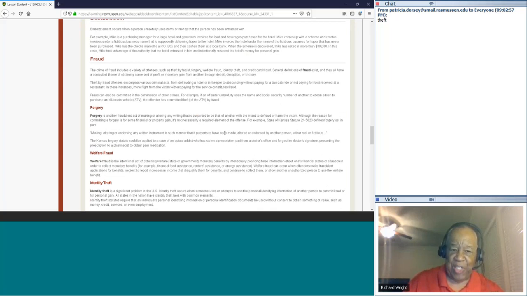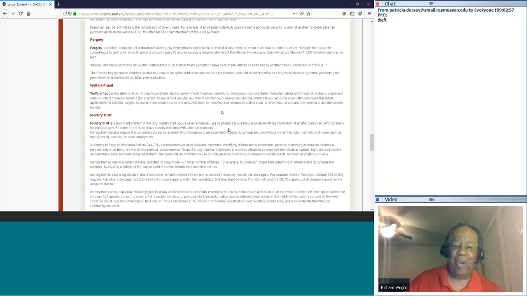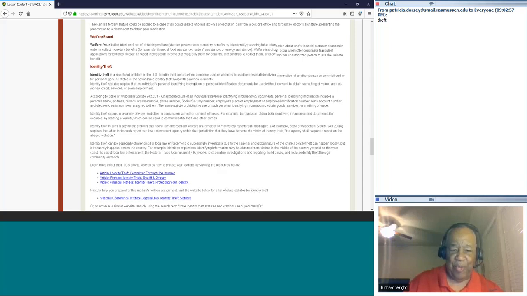Forgery is very simply altering the document that's written for $10 and you put an extra zero in there for $100. Welfare fraud is lying on your welfare, your public aid application, like saying that you don't work, or not providing correct income information to get assistance, whether it's energy assistance, renter's assistance, or what they call LINK. Okay, and then identity theft, we've talked about that quite a bit.